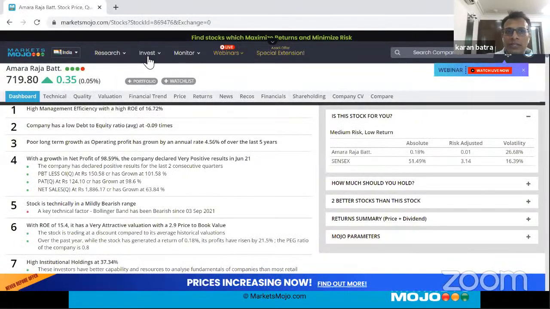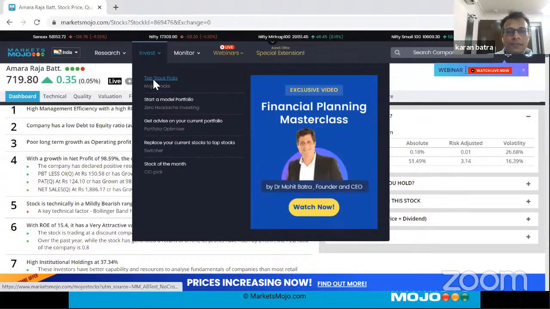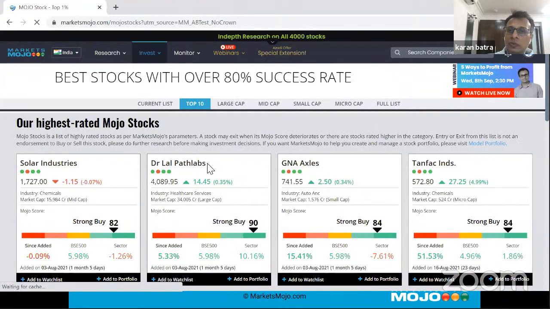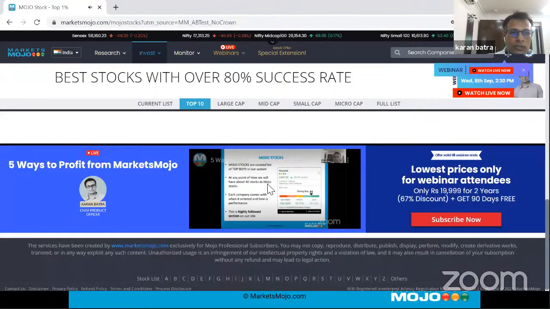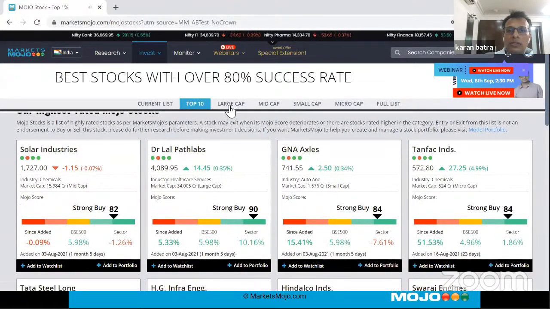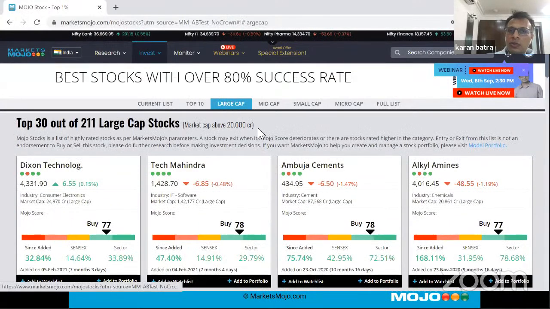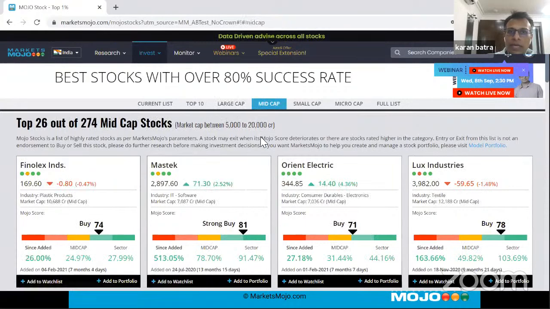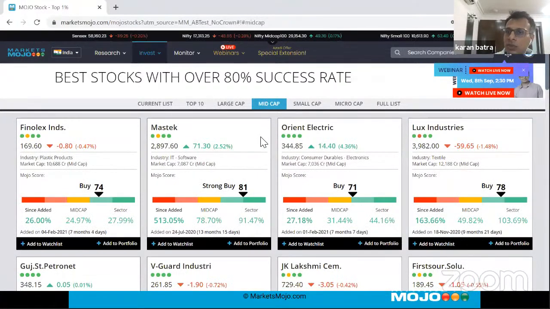So we're going to invest and top Mojo stock picks. The Mojo stock section here, you can see. So you will find Mojo stocks across different market caps, so which are the top mid caps, top large caps. And here you'll also find the return that the stock has generated since it became a Mojo stock. So Mastech has generated 513% return since it got added to the Mojo stock list in the last 13 months.